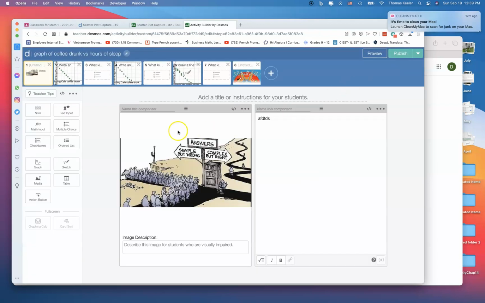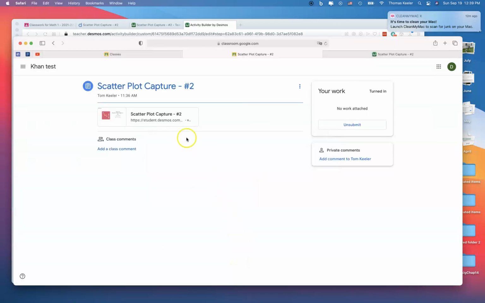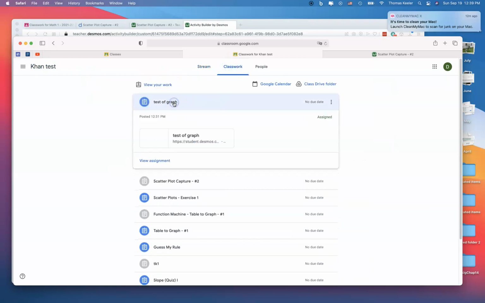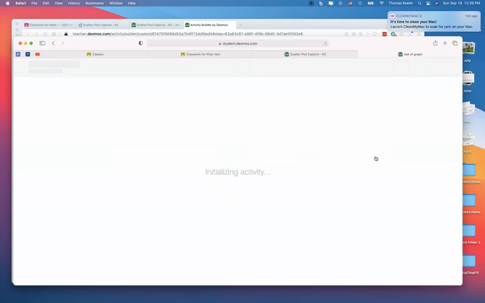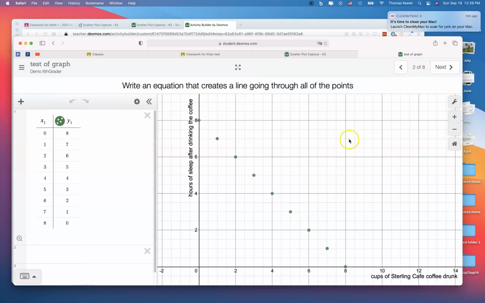So it's got a different name, but let's look at what the student version of this looks like. We go over to Safari and look at our assignments here, and here's our TesterGraph. This is going to have a different name, so you saw me update the name. Oh, got to update that too. Okay. So write an equation that creates a line going through all the points.